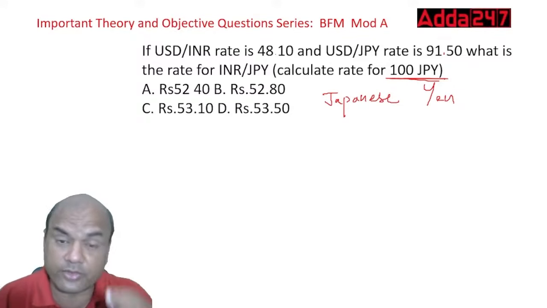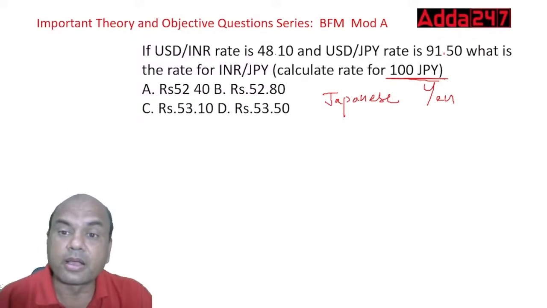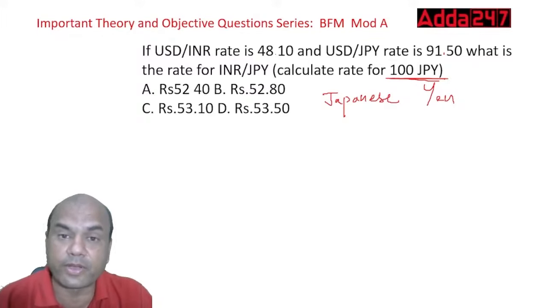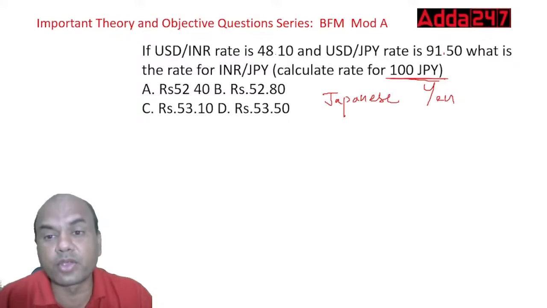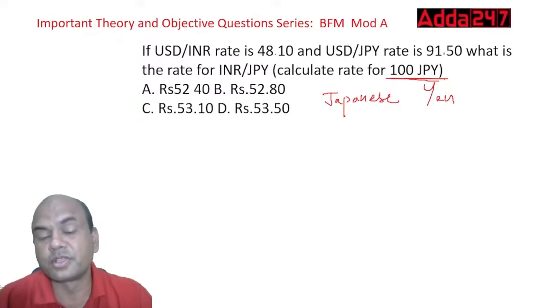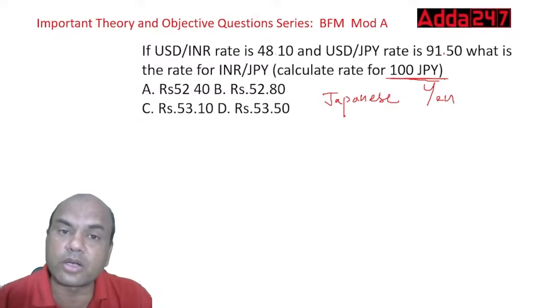Why? Because the currency is very small. Now, remember, it doesn't mean the country is lower. Japan is one of the top 5 developed countries in this world. So if its currency is lower than the Indian rupee, would you say it is less developed than India? No, nothing like that. Currency is not at all related to the development of any country.